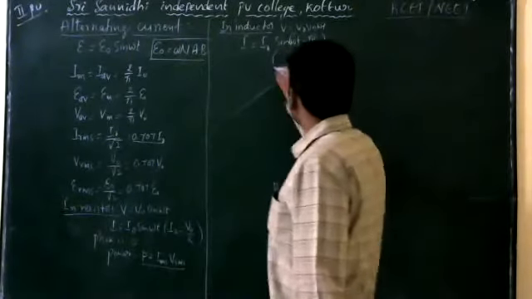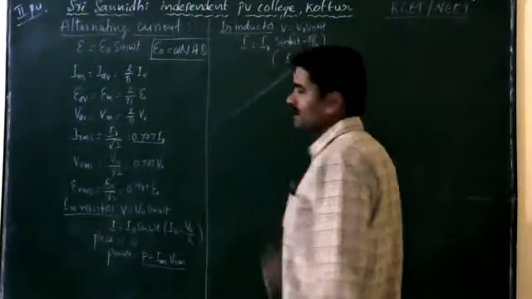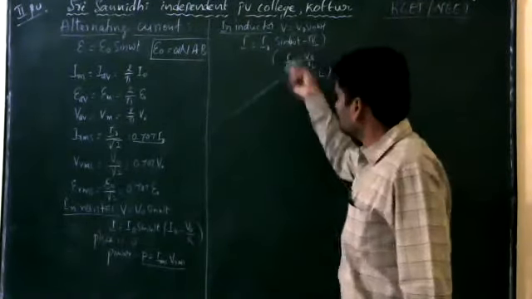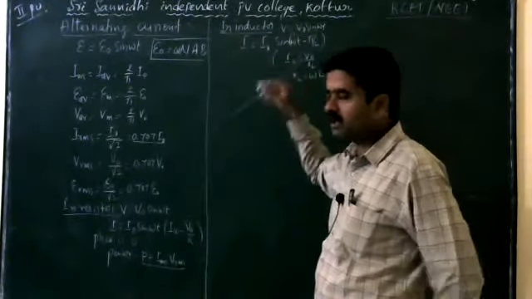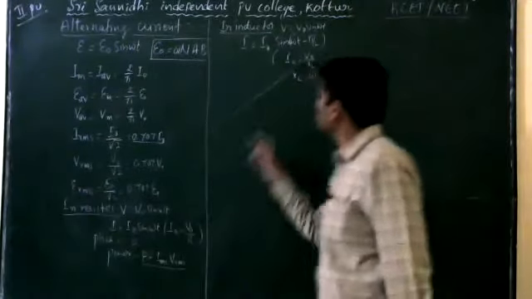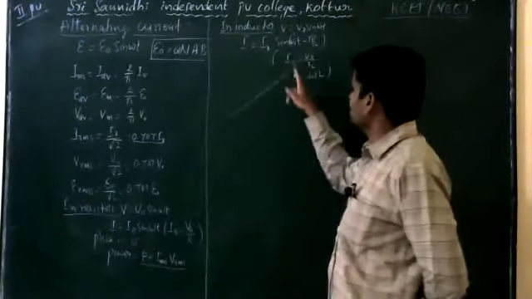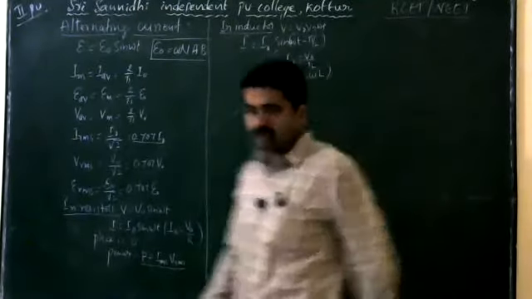XL is the inductive reactance, omega L. It is the opposition offered in an inductor. So XL is equal to omega L. You can substitute that.